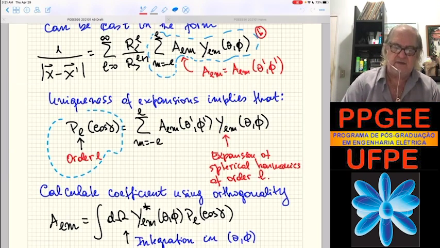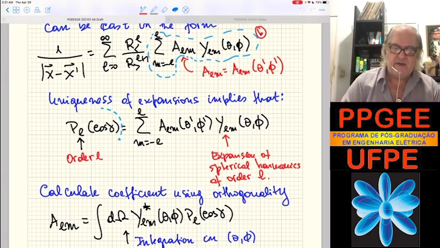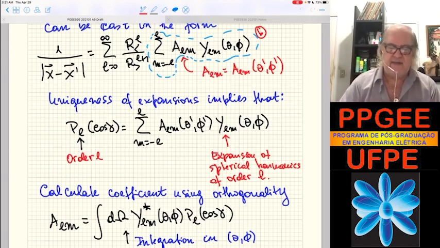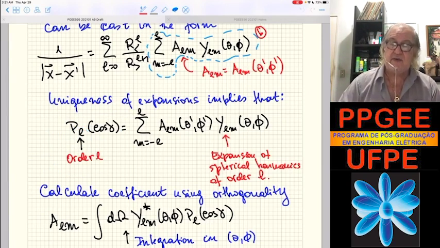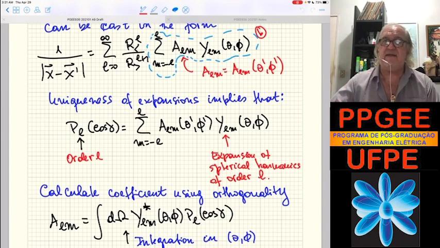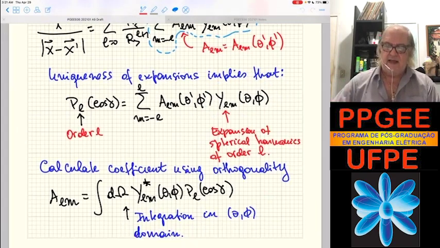Order L, that's the uniqueness of the expansion, but at the same time, you see that it makes sense, right? This is L powers of cosine of gamma, and cosine of gamma is a function of cosine theta, sine theta, and so forth. So we have to use the same indices here, right?